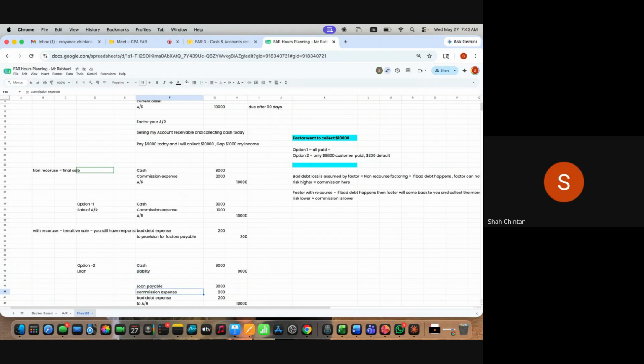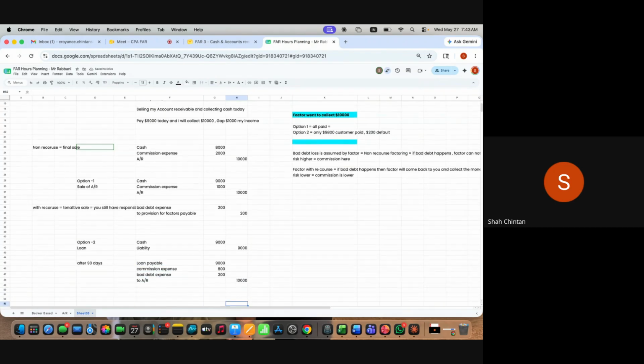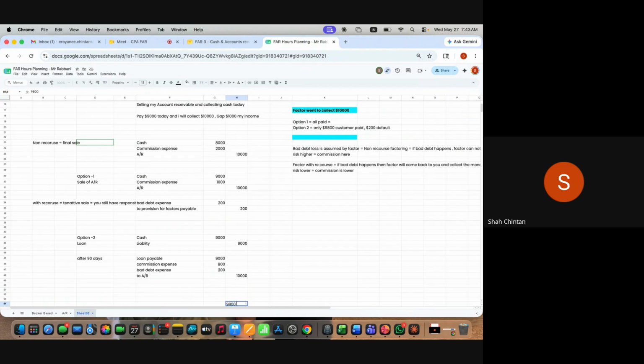चलिए, अब लास्ट में आफ्टर 3 मंथ्स, आफ्टर 90 डेज, आपको पता लग गया कि फैक्टर्स, आपके पास जो अकाउंट्स रिसीवेबल थे 10,000 के, उसमें से 9,800 हैव पेड एंड 200 हैव डिफॉल्टेड.